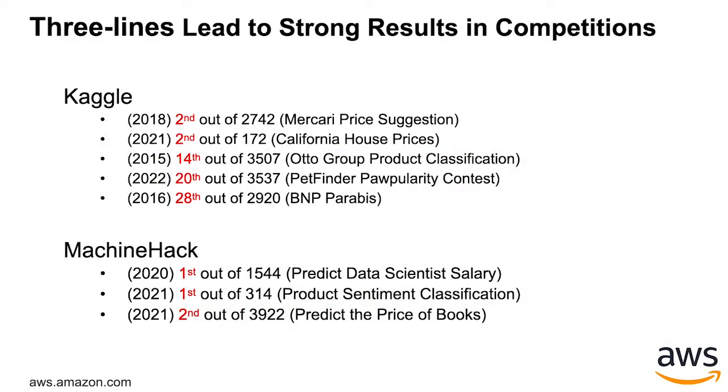So we have seen that these 3 lines of code are really powerful. Users are able to use it to build very powerful models that lead to very strong results, and top ranks in competitions that real data scientists are participating in. Here is a list of our ranks in competitions at Kaggle and MachineHack. And we can see that by just using 3 lines of code, AutoGluon is able to outperform most of the data scientists in these competitions.